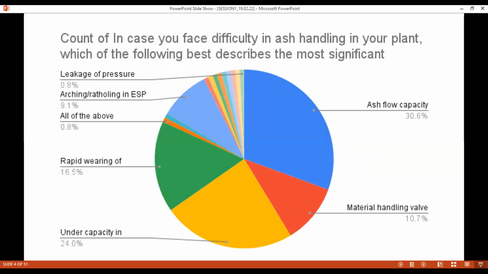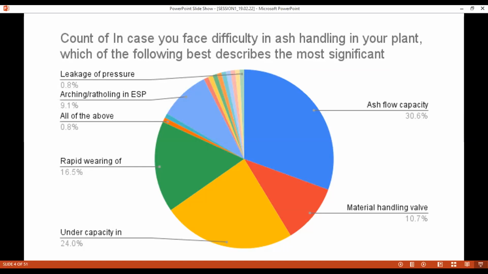This time we invited you to provide your issues, the challenges that you are facing, beforehand. I'm very thankful to all of you that you have shared your views on that. We can see that most of the issues coming in are about under capacity of ash flow, 30% in pressure and vacuum conveying. So ash flow capacity is not up to the required number. 31% of the participants have responded to it.